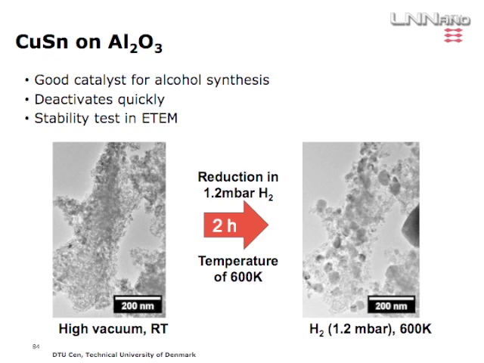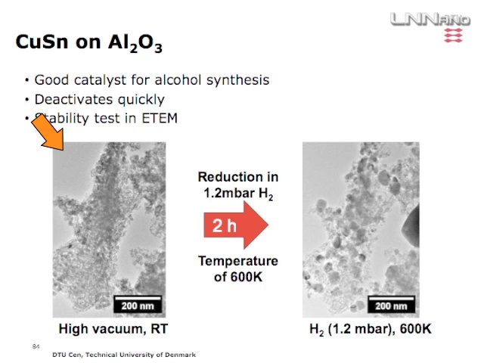This was one of the catalysts that was supposed to be a very good alcohol synthesis catalyst. It's a copper tin alloy on alumina, and it was very good for a very short time. It tended to deactivate very quickly. This is how it originally looked. So we tried to find out why it deactivates so extremely quickly. We tried to do a stability test in the ETEM.